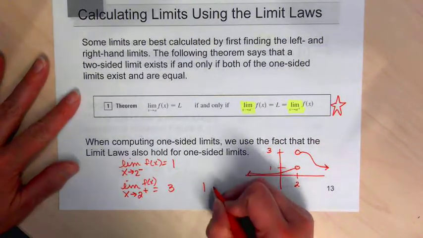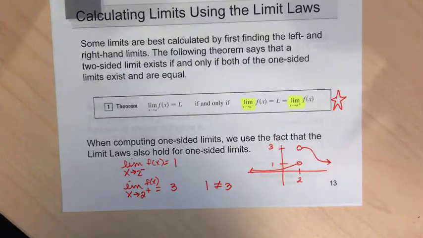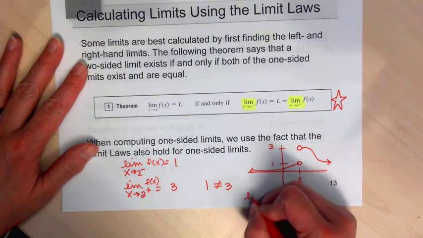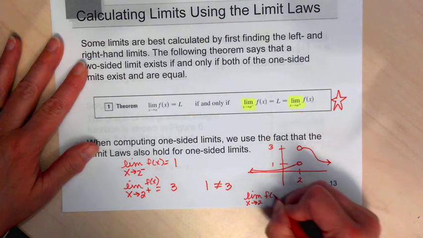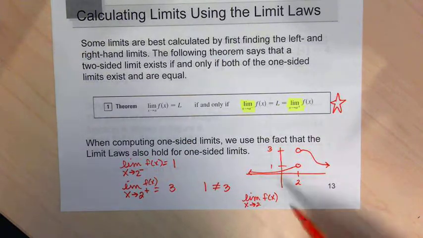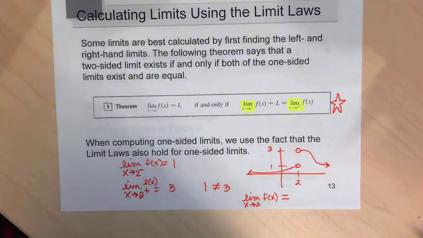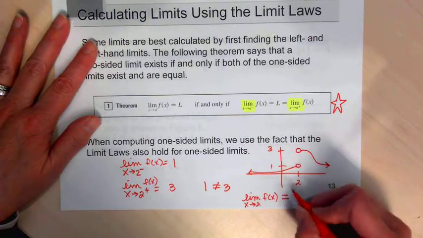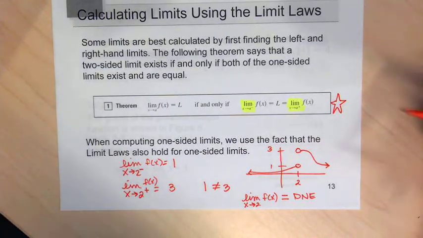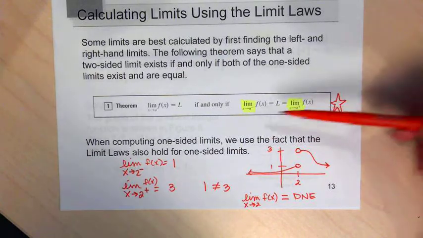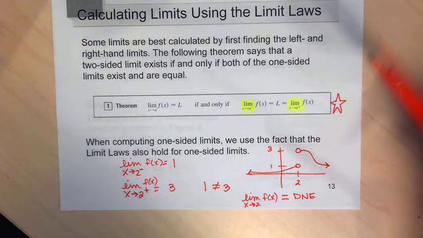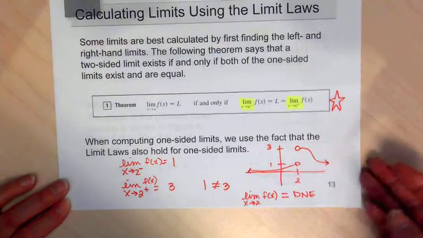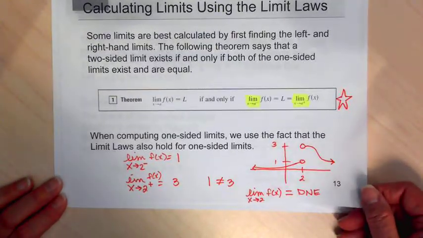1 and 3 are not equivalent. We're getting two different limits. So we can say that the limit of f of x as x approaches 2, is it 1 or is it 3? Which do you choose? Doesn't exist. So in order for a limit to exist, the limit from the left and from the right must come to the same value. And in this case, we get a limit that doesn't exist because the left-hand limit and the right-hand limit don't match up.